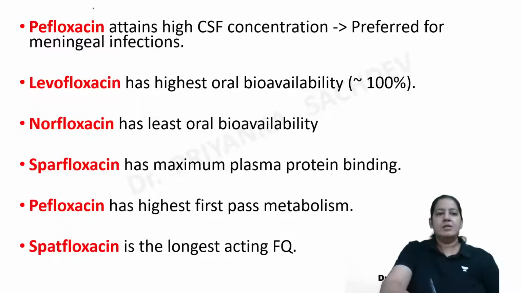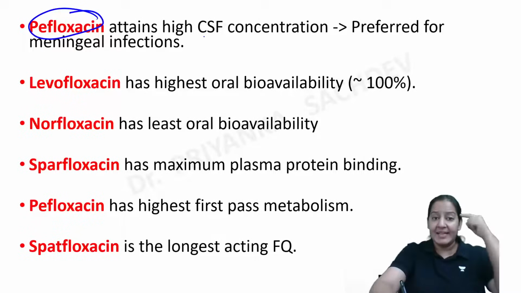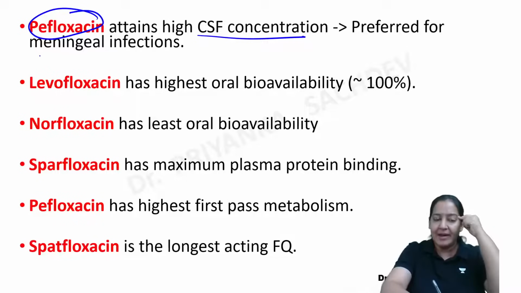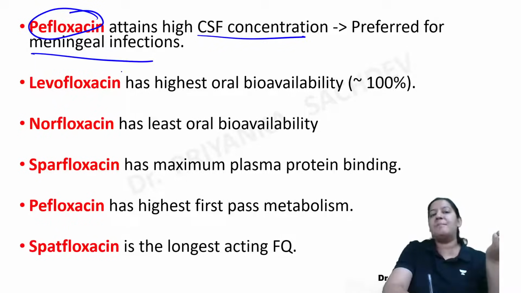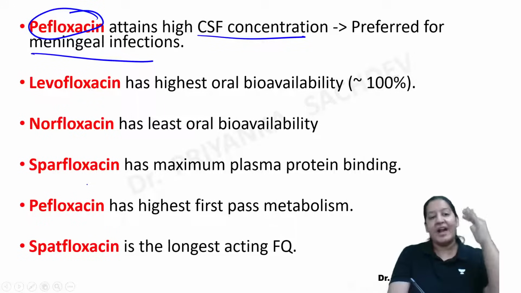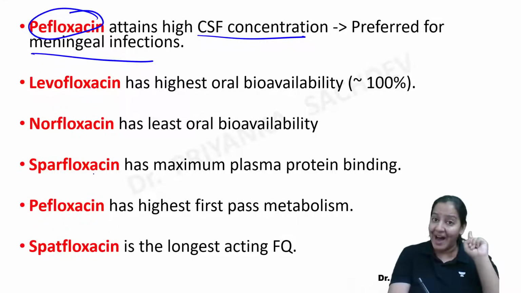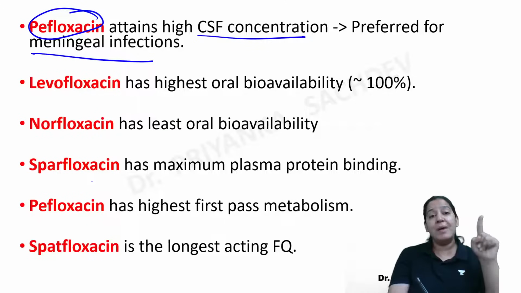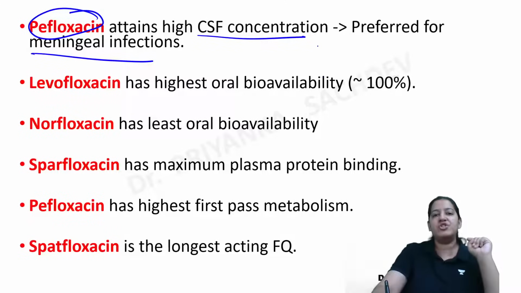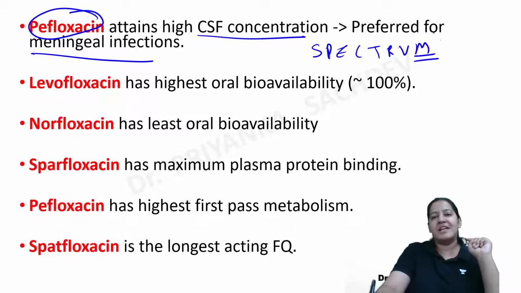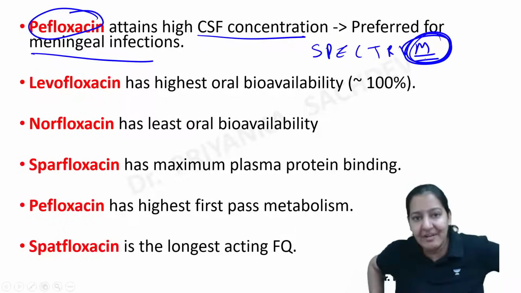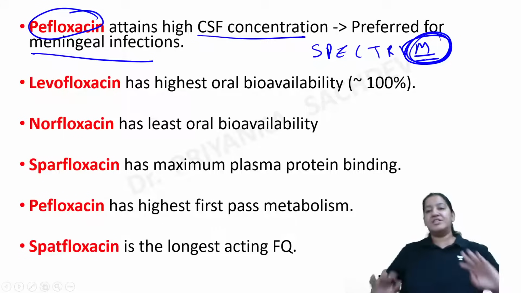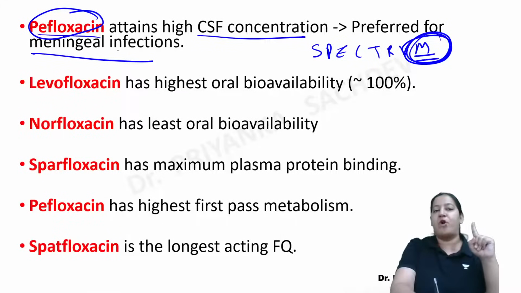Learn this page. Pflox attains the highest concentration in the CSF. That's why it is the preferred quinolone in meningitis. In meningitis, you want a drug that can reach the CSF, and among all, Pflox has the highest concentration in the CSF. Spectrum का M क्या है? Spectrum का M is meningitis. So in meningitis, we prefer Pflox, because it has the highest CSF concentration.